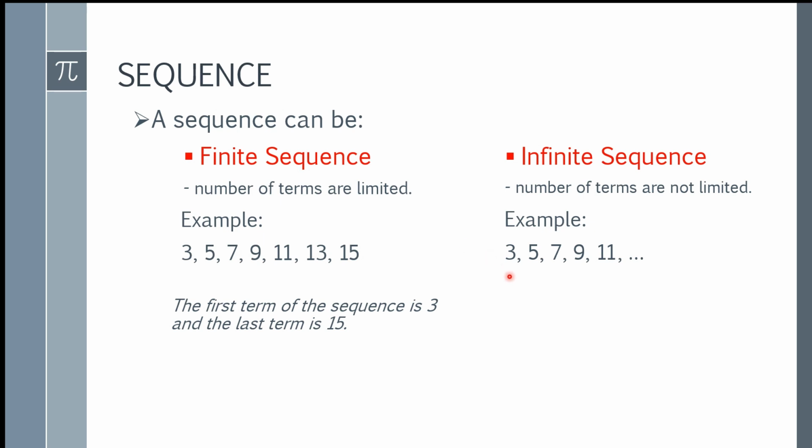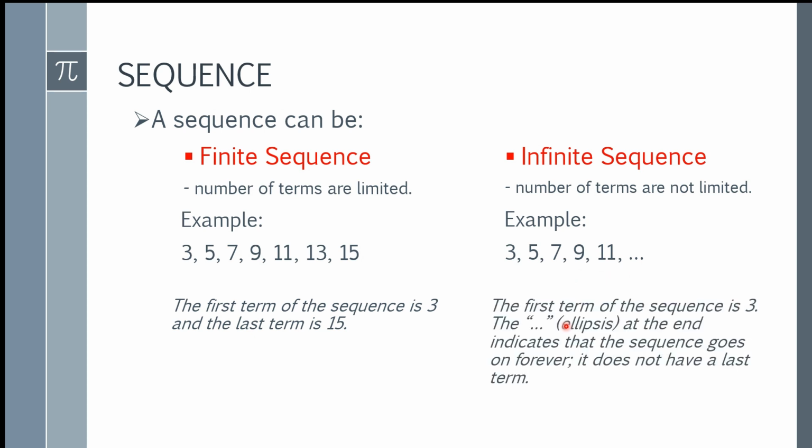Let's have this example: 3, 5, 7, 9, 11, followed by the 3 dots. The first term of the sequence is 3. The 3 dots, or what we call ellipses, at the end indicates that the sequence goes on forever. Therefore, it does not have a last term. If ever our given has no last term, it is considered to be infinite sequence.